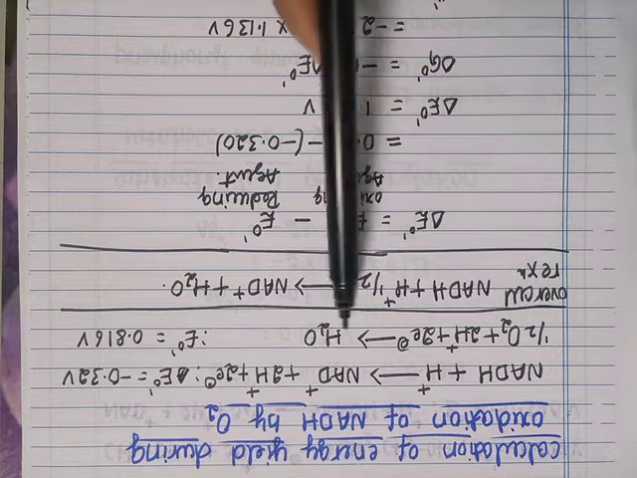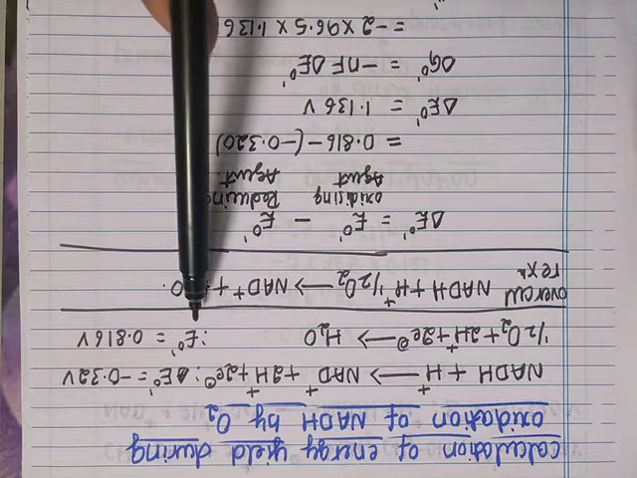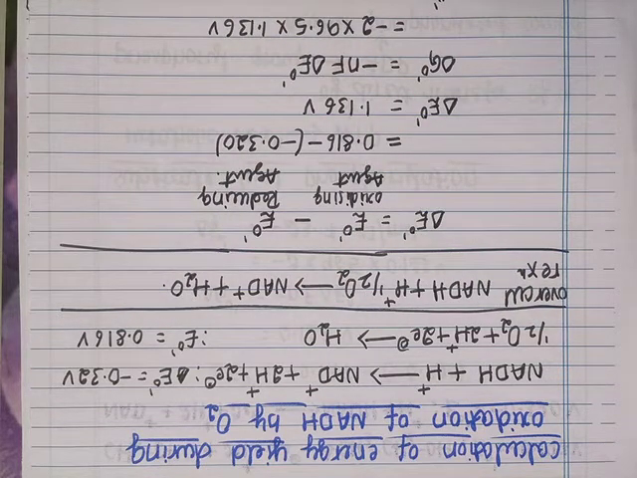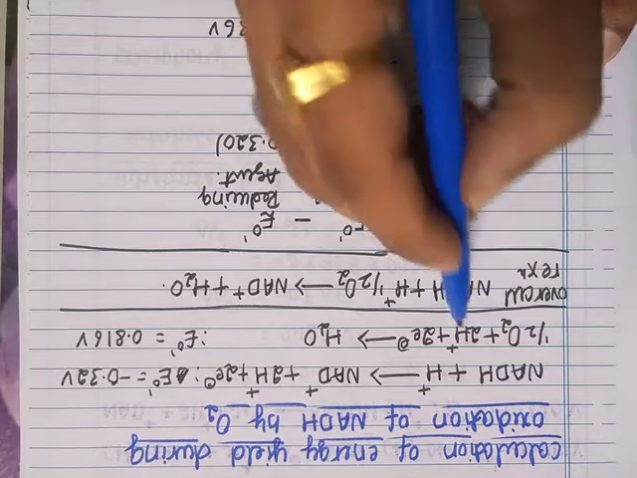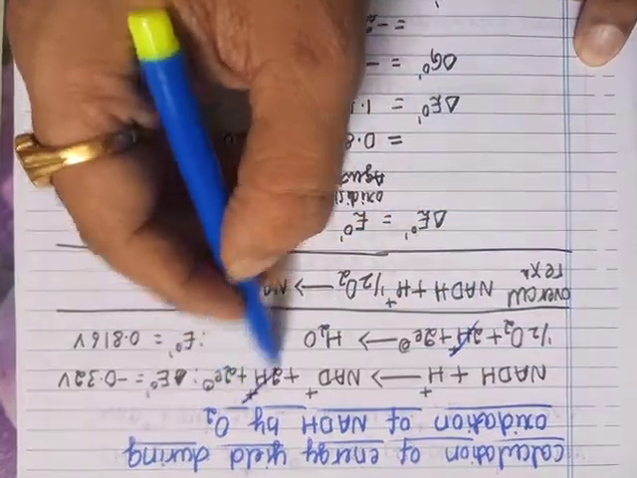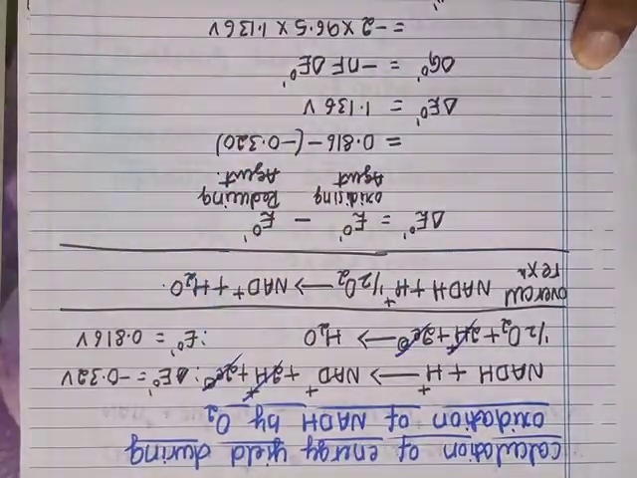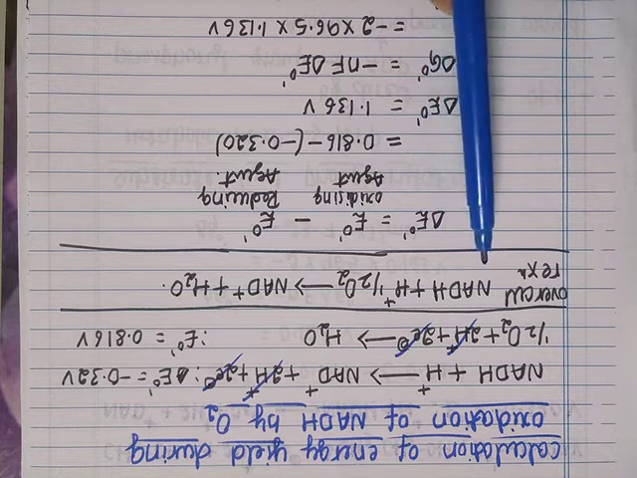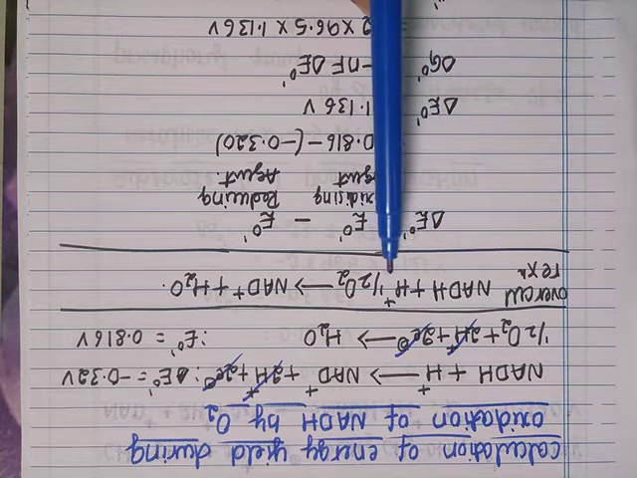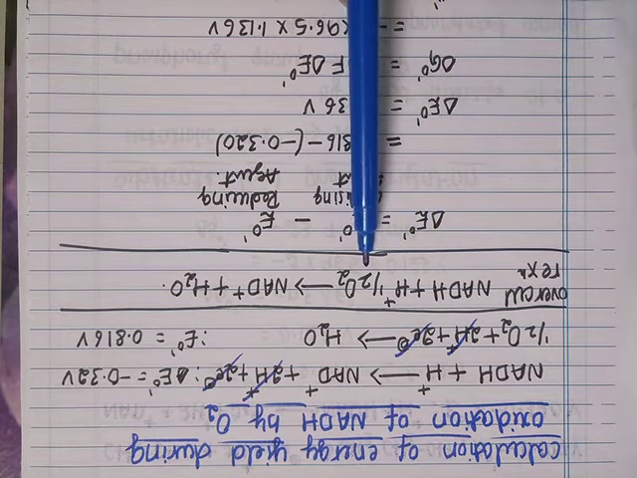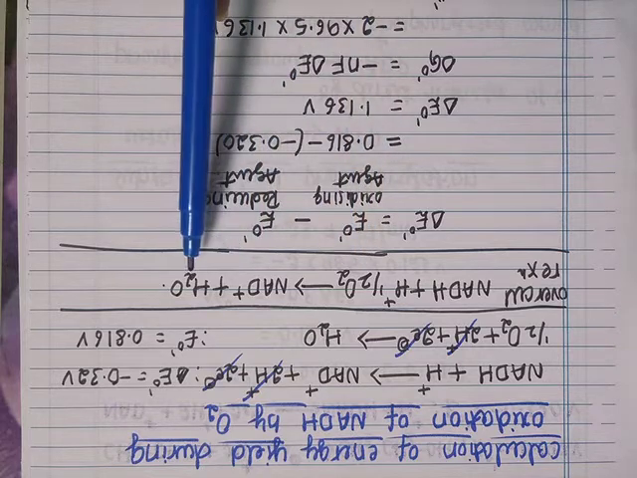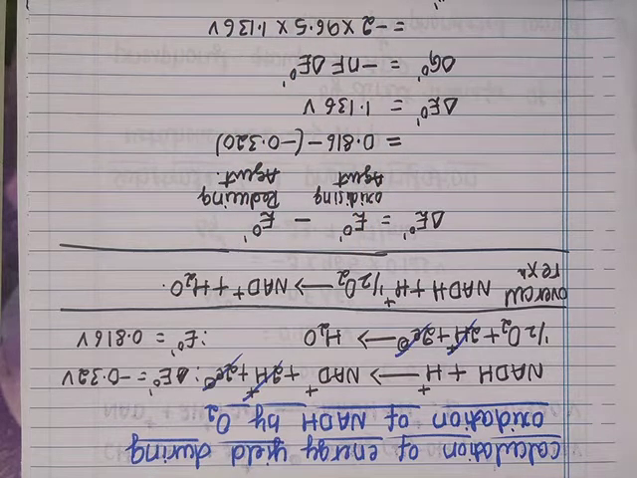So the standard reduction potential for this reaction is 0.816 volts. If you write the overall reaction here, NADH plus H plus plus half O2 gives NAD plus plus H2O. So let us calculate the standard reduction potential for this reaction.